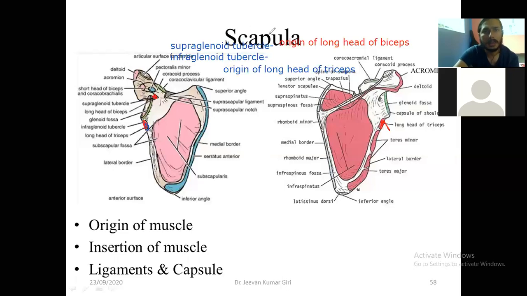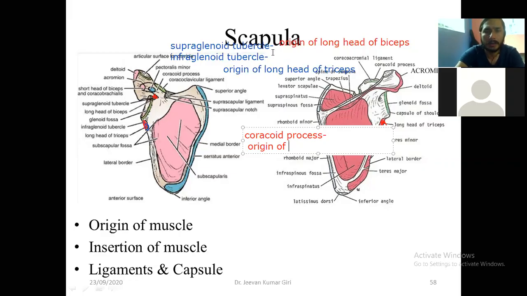Now, next there is the coracoid process. So in the coracoid process, two muscles are there. Okay, so the two muscles take the origin from the coracoid process. So in the coracoid process, you will find the origin of, so long head of biceps is from the supraglenoid. Now here is the short head of biceps, and also there is the origin of coracobrachialis.